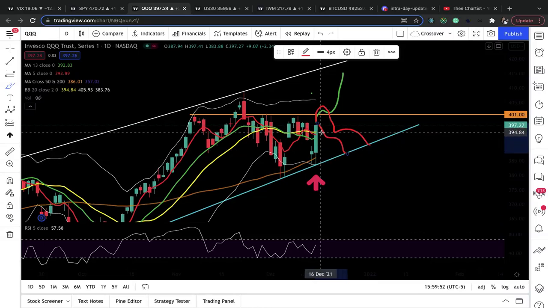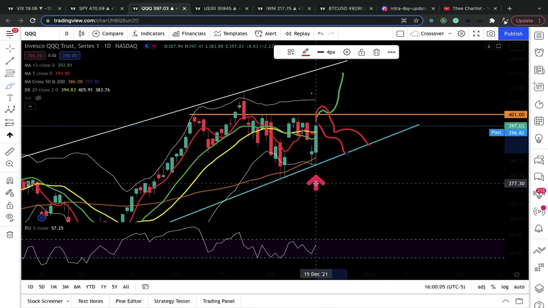So pay attention to 394.8 to 393.8. As long as above, I'm bullish. If it gets back below those levels, I'm switching back to bearish, and this whole thing was a bull trap. So that is a potential that can happen. Looks like the market just closed.